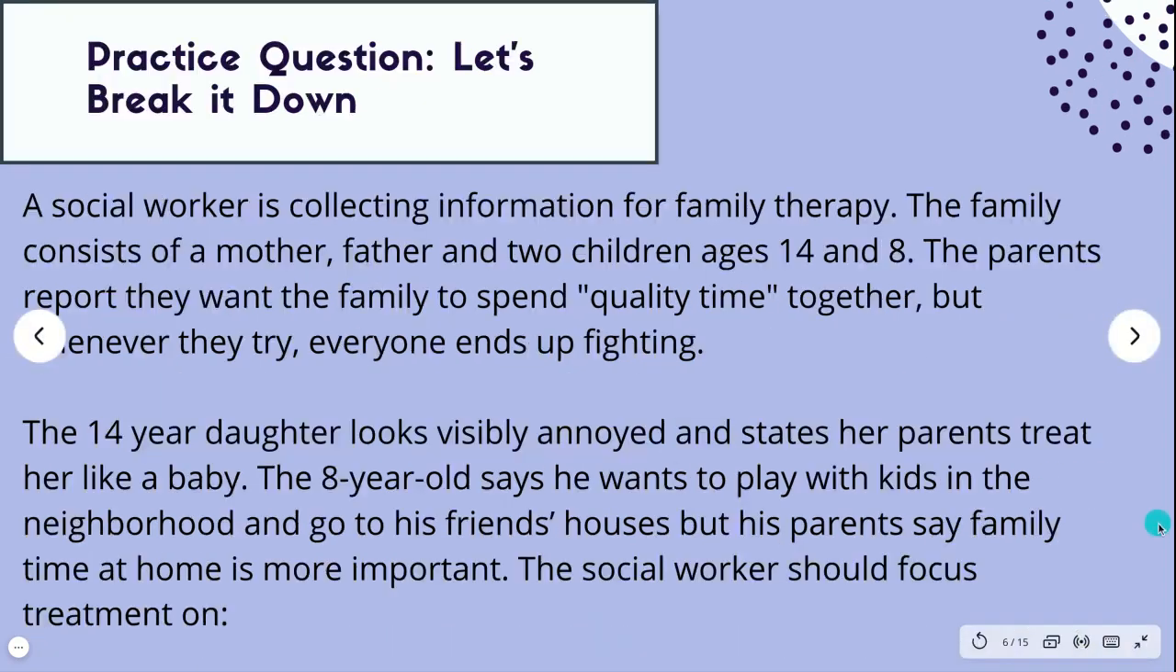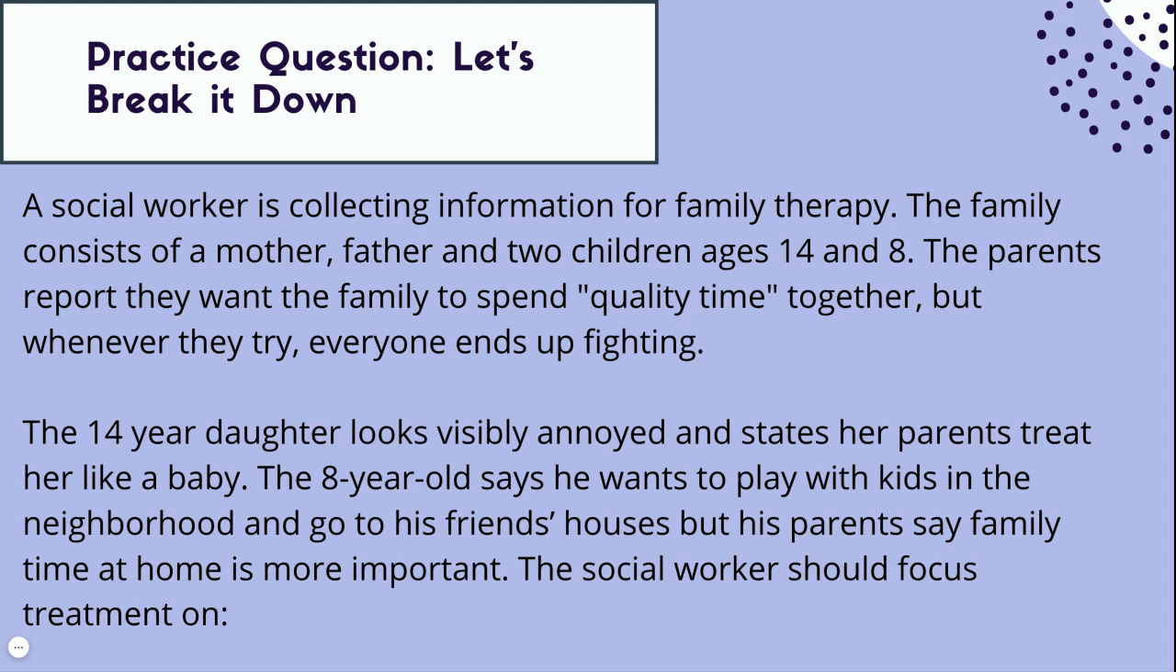Okay, so let's break it down. I'm going to present a question here. We're going to use the 5 W's throughout, and then we will answer it at the end. So we're really going to put these skills in action, and you'll get to see what it looks like to use the 5 W's. So here's our question.